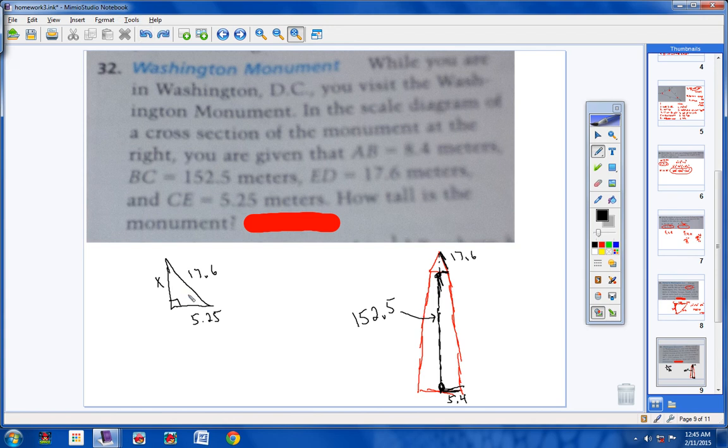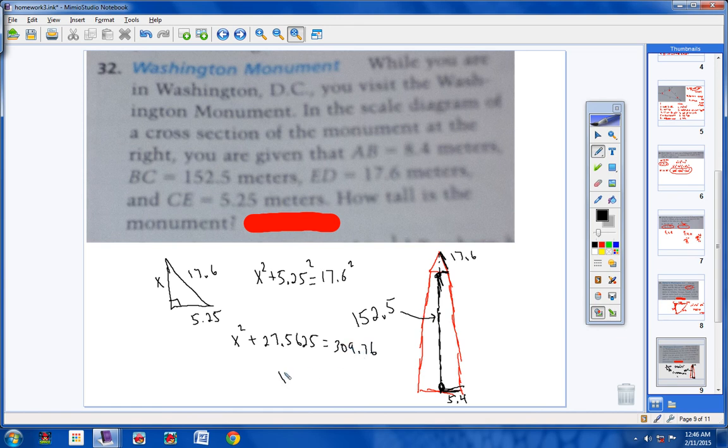This is old math. So I have leg squared plus leg squared equals hypotenuse squared. Okay. So very quickly, I'm going to square 5.25, and I'm going to get 27.5625. So x squared plus 27.5625 equals, and then 17.6 squared is going to be 309.76.